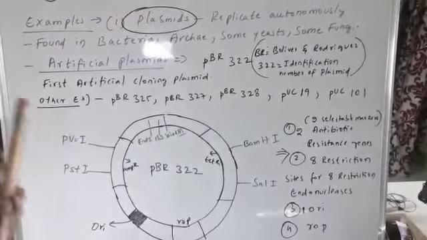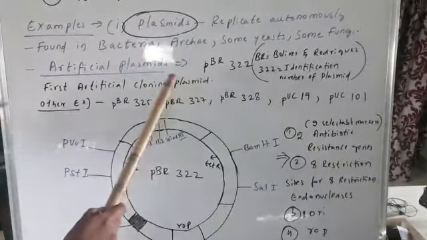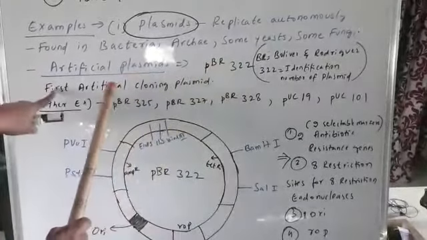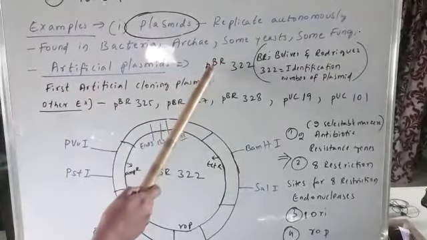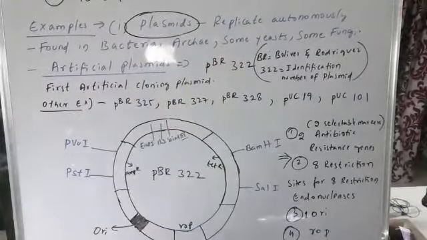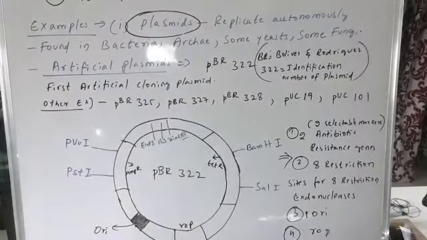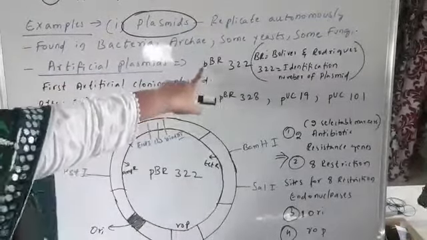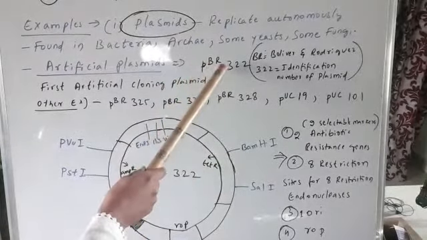The first artificial cloning plasmid is pBR322. This is the first widely used artificial plasmid. We take a normal plasmid, make some changes, and prepare such artificial plasmids. The example is pBR322, the first widely used artificial cloning plasmid.